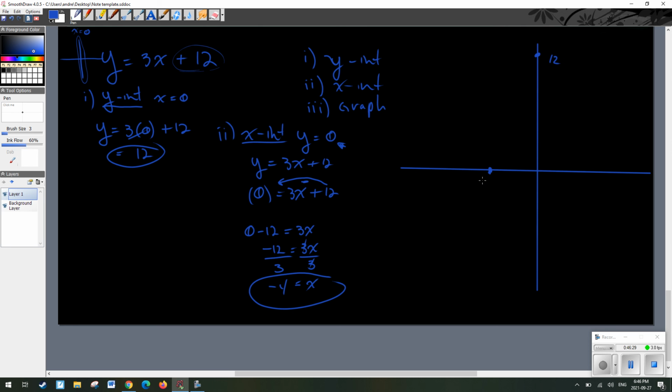And we're going to get that that is negative 4. And we're going to graph it. Right? So here we go. Oh, that didn't work. Let's try that again.